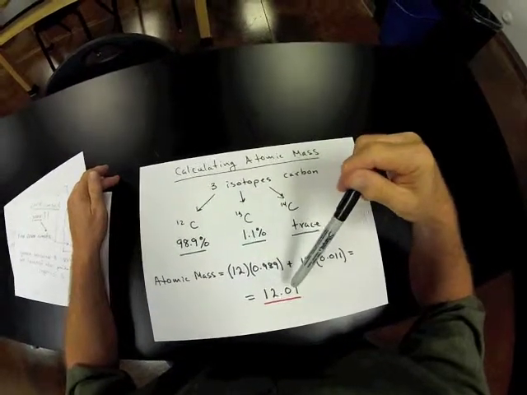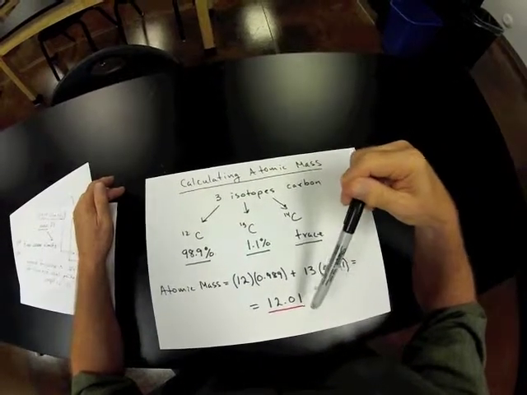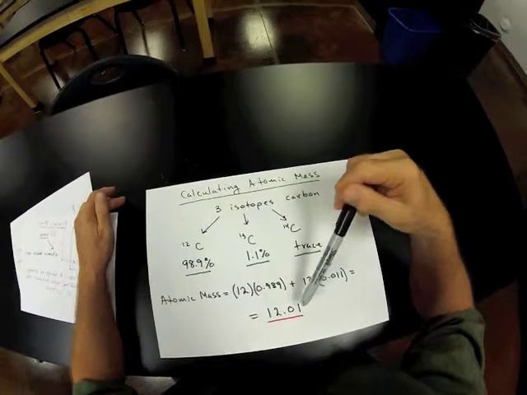So the atomic mass of carbon shown on the periodic table is what we call a weighted average. It takes into consideration the variations in mass due to isotopes.